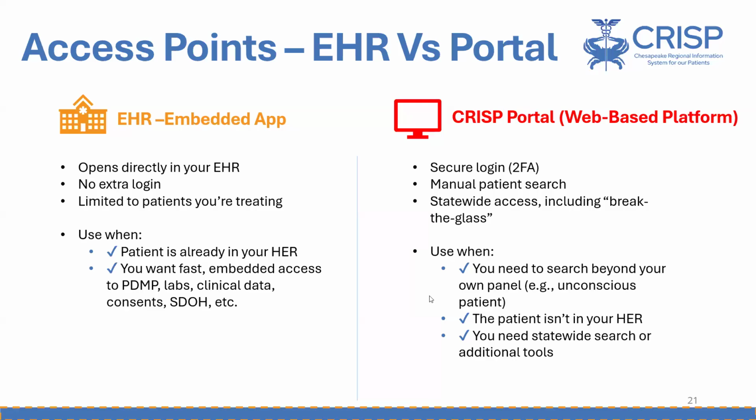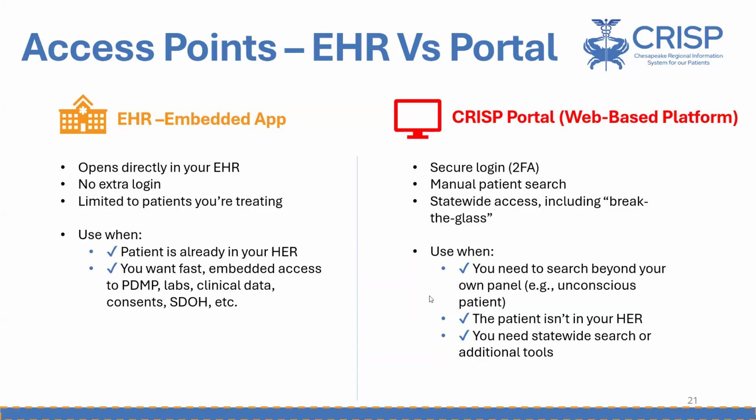Once you do receive access, there's typically two pathways to receive CRISP data and look at CRISP applications. We do have an embedded app for EHRs that your organization can set up with us, depending on the EHR that you use. This is the in context tool, or our clinical record system. But if you can't integrate or you don't have the EHR system that we can integrate with, it's no worries.